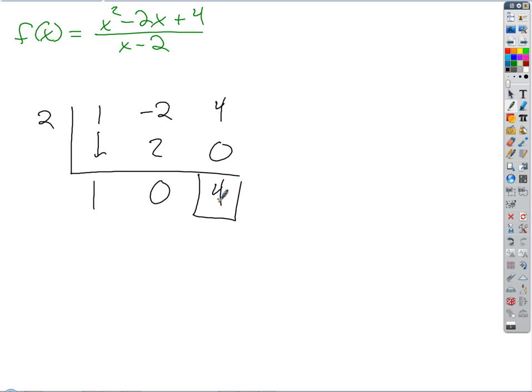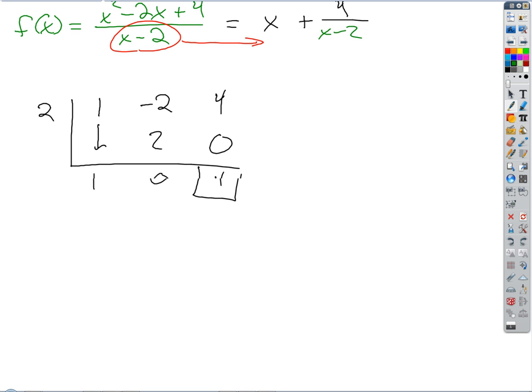So this is equal to x plus 4 over x minus 2. That's what remains over the denominator, that's what the remainder is. Okay, why did we do that? Because you felt like it. Because I felt like it, sure. It will simplify the problem a little bit.